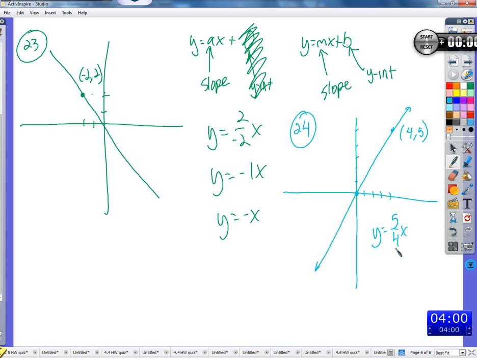Y when x is 8. Here? 10. And y equals 5/4 times 8. We can do 8 over 1 to help us track all this stuff. 4 is divisible by 4, and 8 is divisible by 4. You get 5 times 2 over 1 times 1. So 10. Any other questions?